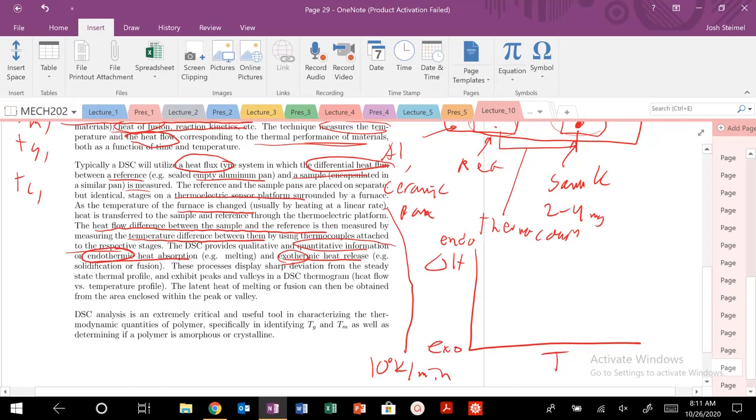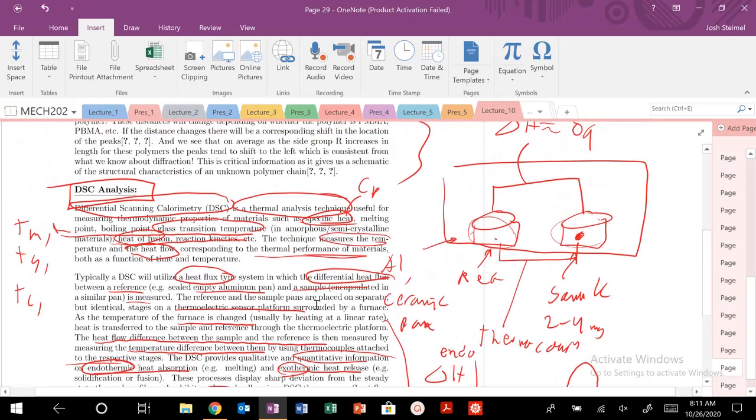And then you'll see something that could look like this. So an increasing change in slope, and maybe this. And basically from these peaks and valleys, we're going to be able to determine the latent heat of melting, TG, et cetera. So very, very important tools when you're characterizing essentially the qualities of a polymer.